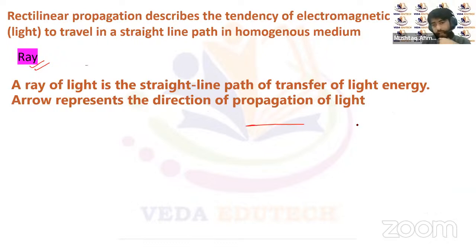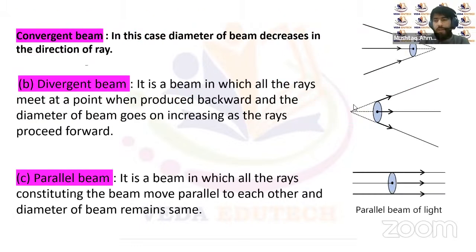It's a straight line with an arrowhead. The straight line depicts the path of the light, and the arrowhead tells the direction of the light. So this is the ray of light. A ray of light is the path along which light travels, or along which transfer of energy takes place. The arrow represents the direction of propagation of light. So this was about the ray, right?